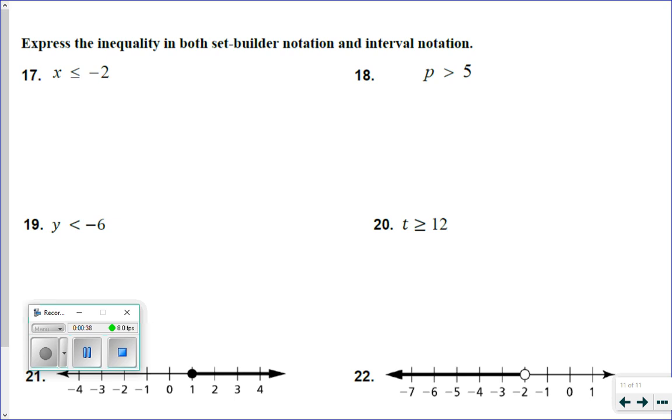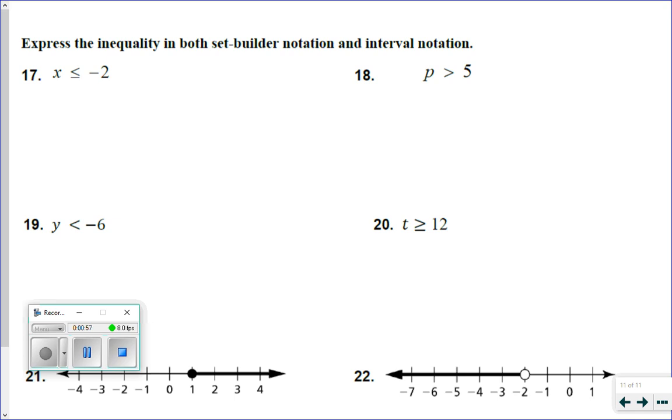So let's take a look at number 17. 17 is describing the solution set where all the x's are less than or equal to -2. So let's start with set builder. As I said before, set builder is really just kind of a fancy way of saying exactly the same thing, right? We just kind of embellish it with some more details.